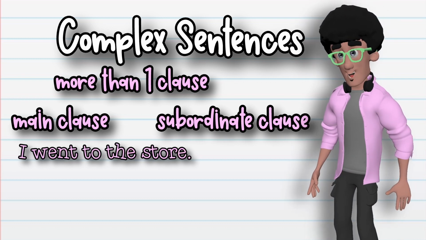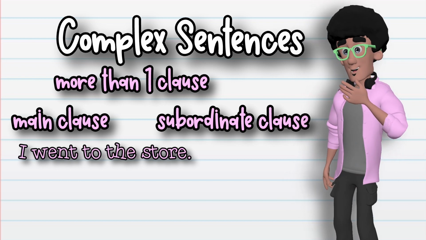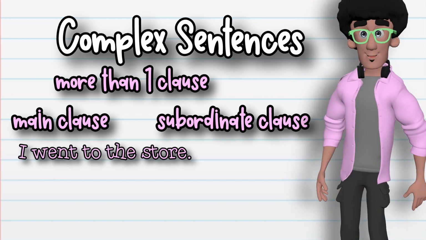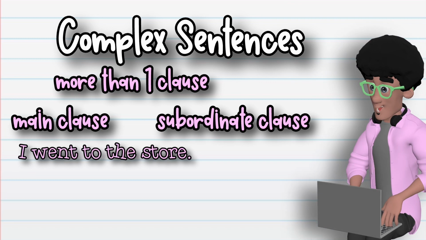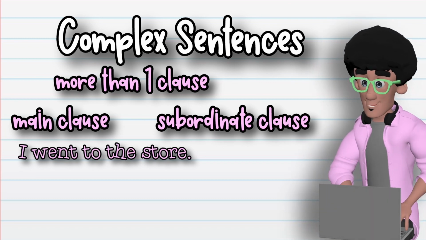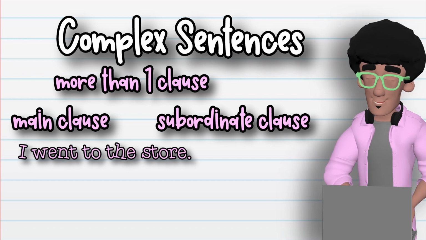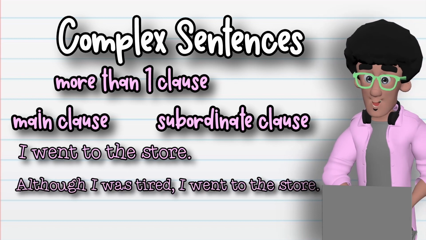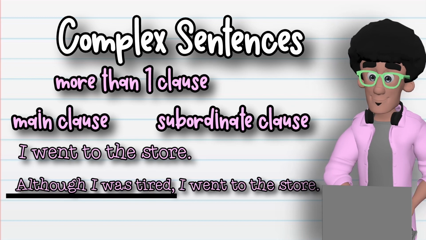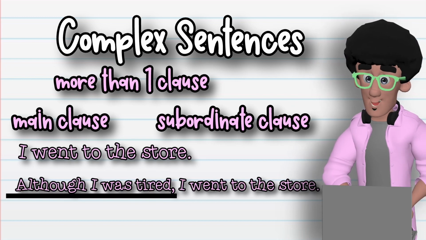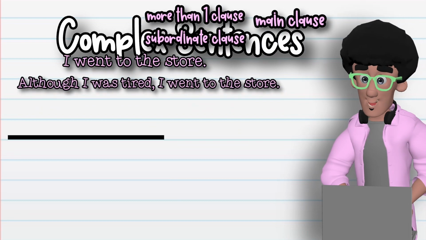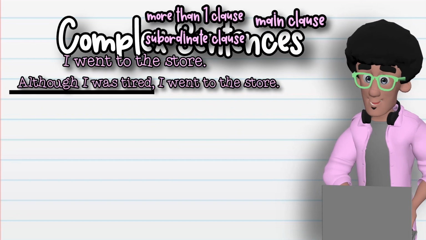Subordinate clauses are like the sidekicks of complex sentences. They can't stand alone as complete sentences and rely on the main clause for support. They provide additional information or detail to the main clause. Let's take our previous example and add a subordinate clause. "Although I was tired, I went to the store." In this sentence, "although I was tired" is the subordinate clause that adds more information to the main clause.